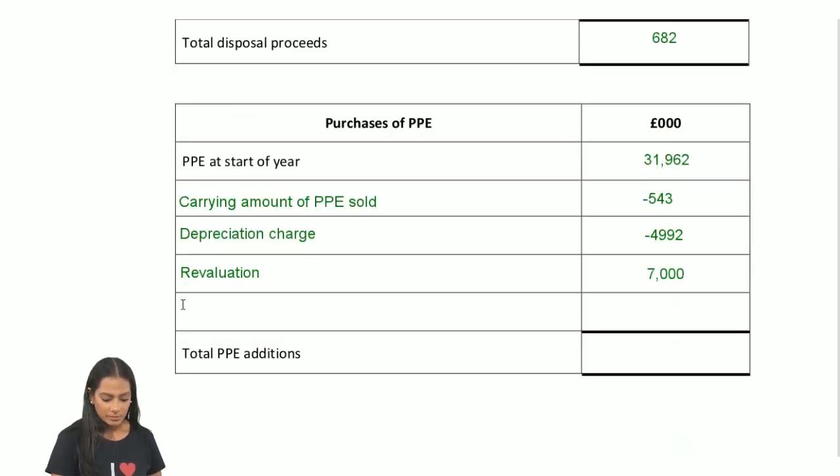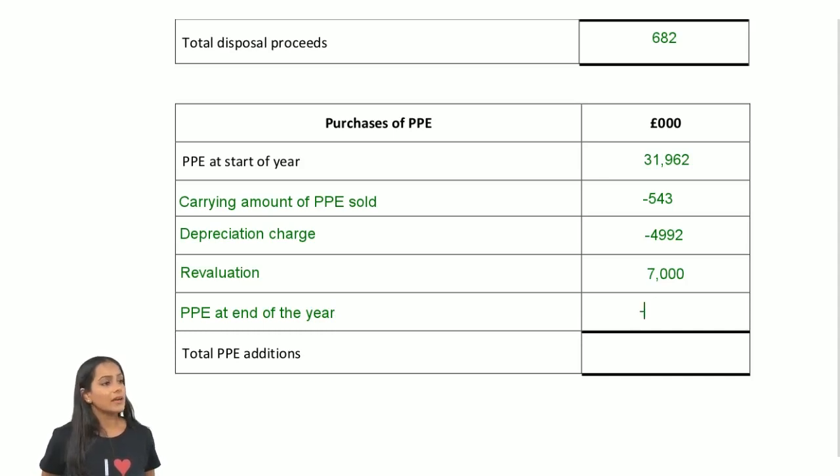Here we've got PPE at end of the year. And we do a takeaway, ladies and gentlemen, because the net figure is going to be the amount we spent. So 77,736. Okay. Now, if you carefully add down this column here, that will give you your total PPE additions.